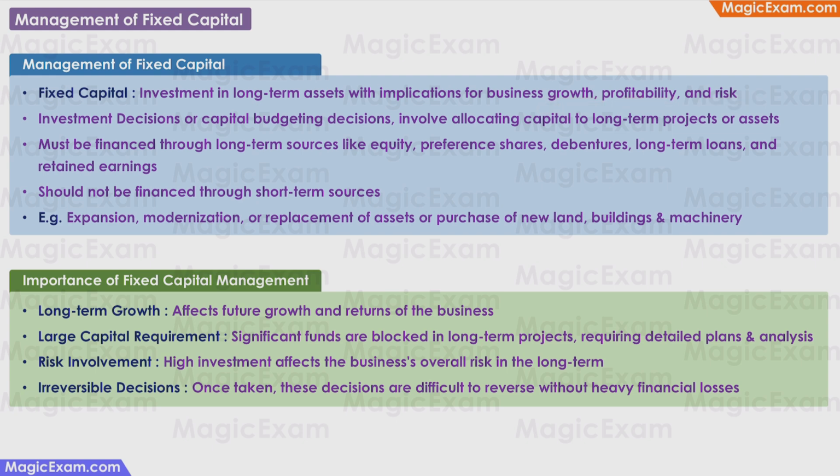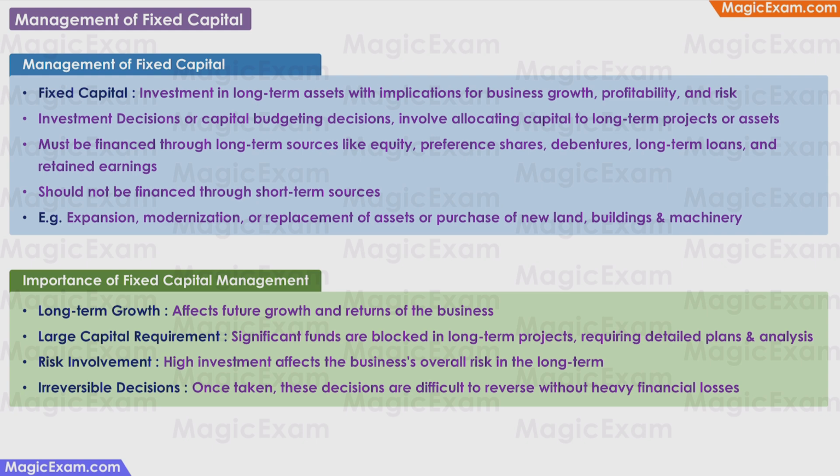Now, how do businesses make decisions about fixed capital? This is done through something called investment decisions or capital budgeting, which we have previously discussed. Essentially, companies allocate capital to those long-term projects or assets that will drive their future operations.